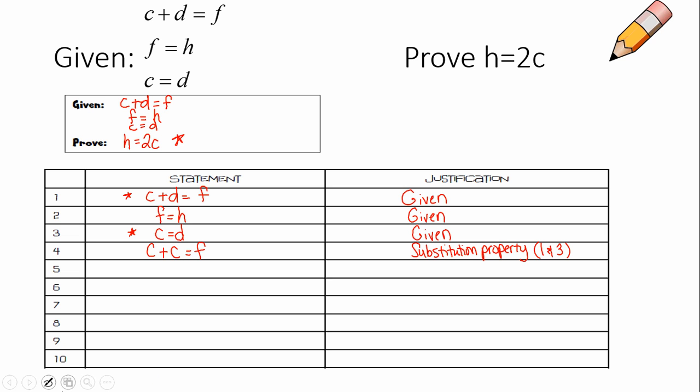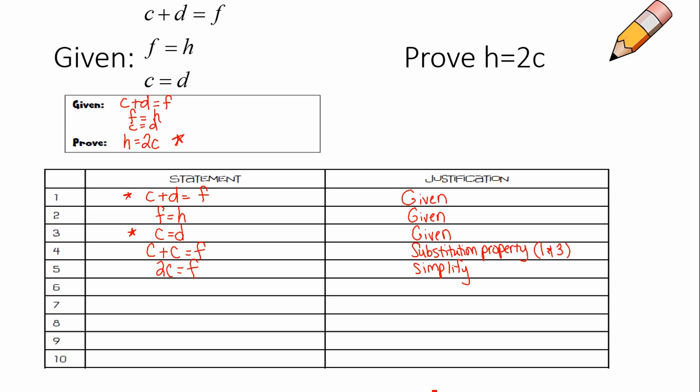And now, you see we have C plus C, but we want it to be 2C. So is C plus C the same thing as 2C? Yeah. So we can just simplify that. And if that's what we did, then let's say we just simplified. Okay, we simplified line 4.